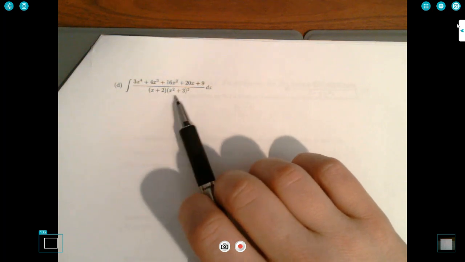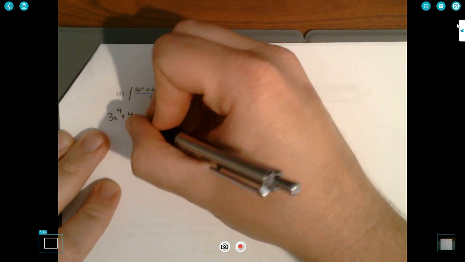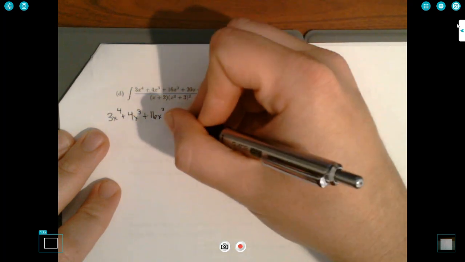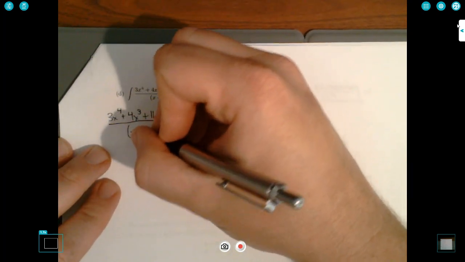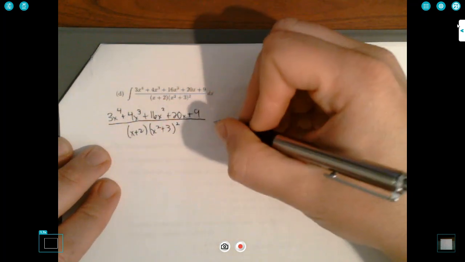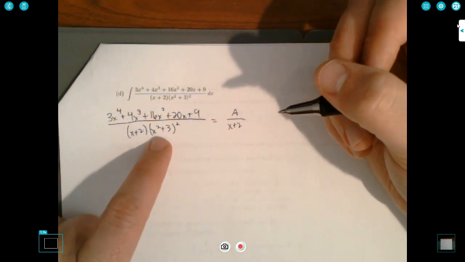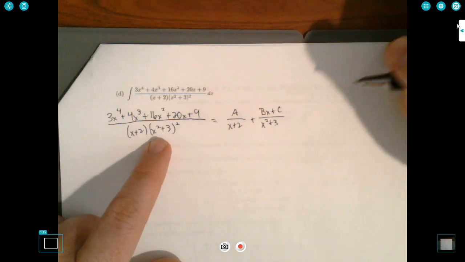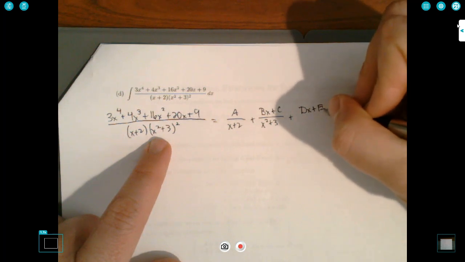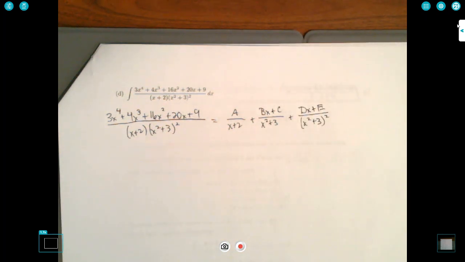Oh, and the nice thing is that this is already factored for us. So thank goodness for that. But look, oh man, this is going to be a pain. Here we go. 3x to the 4th plus 4x cubed plus 16x squared plus 20x plus 9 over x plus 2 times x squared plus 3 squared must equal, so for the x plus 2 I'm just going to have an A. For the x squared plus 3, that's an irreducible quadratic, so it has to have a Bx plus C. And since it's repeated twice, I have to repeat it again, the second time with the x squared plus 3 squared. So there's the format of the partial fraction decomposition.